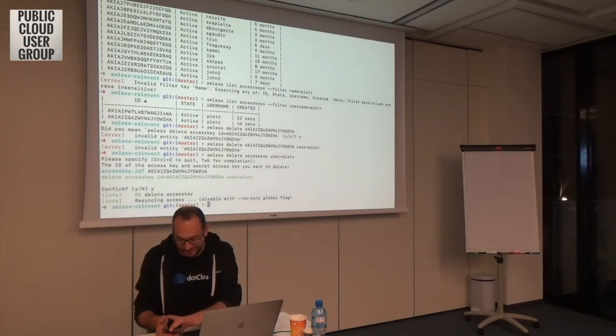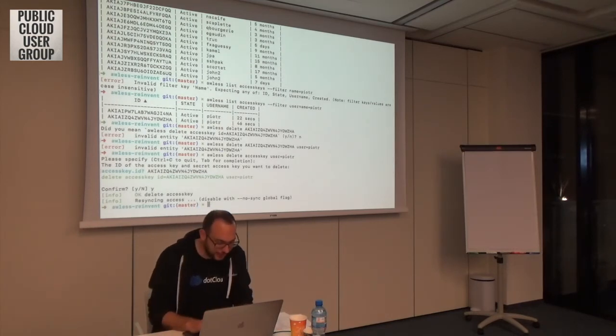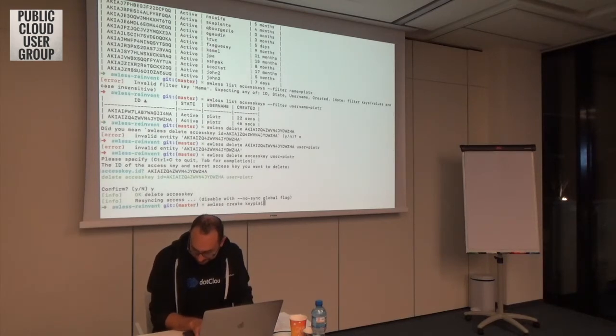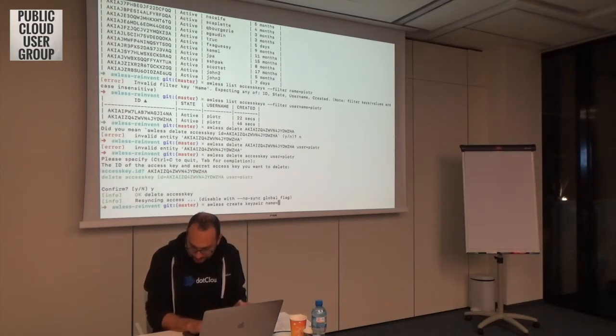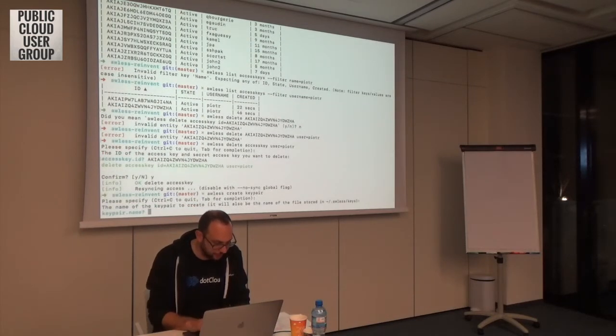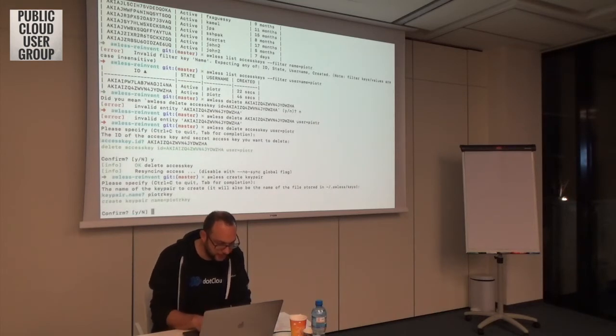And then I should keep this. So, let's also create a key pair with my name. Okay, I have auto-completion of that, for my name, which is Piotr, and I will create a keypair. I can ask for the name. The name of the keypair, I can say it, Piotr key.